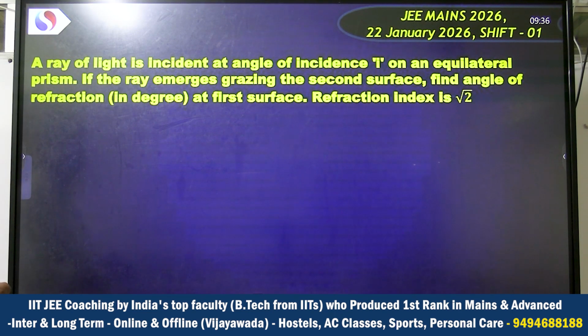Okay, a ray of light is incident at an angle of incidence I on an equilateral prism. If the ray emerges grazing at the second surface, find out the angle of refraction in degree. Fine.